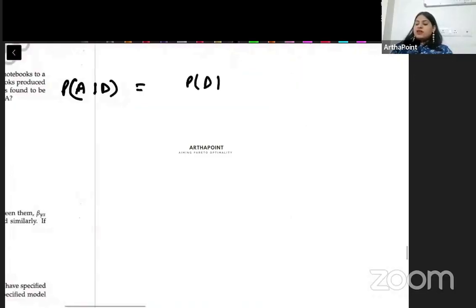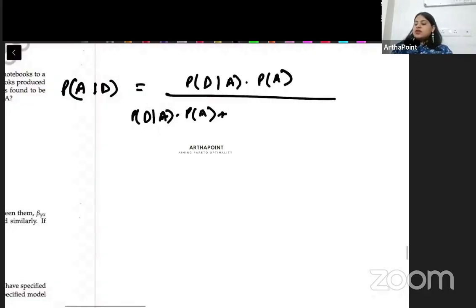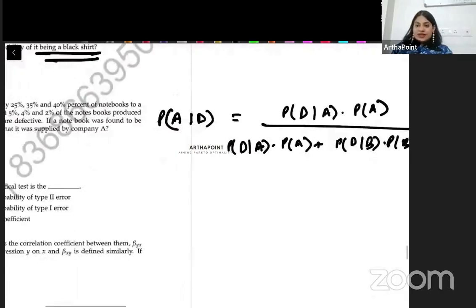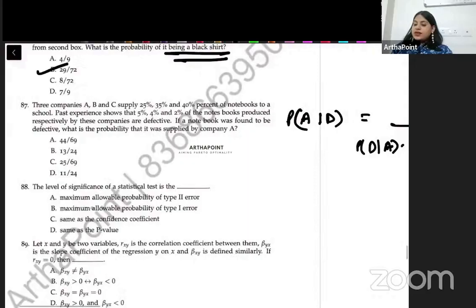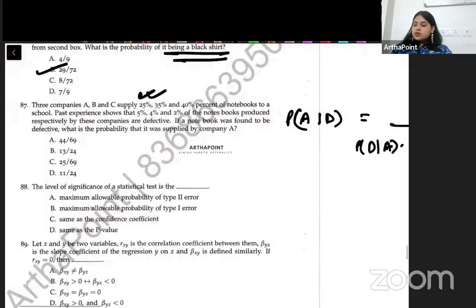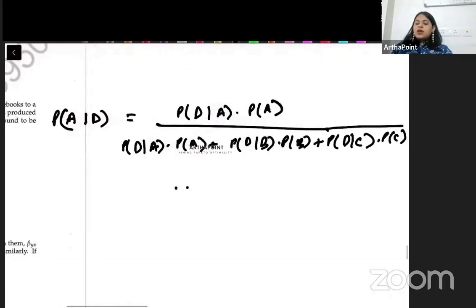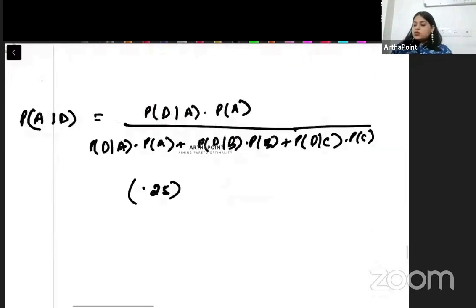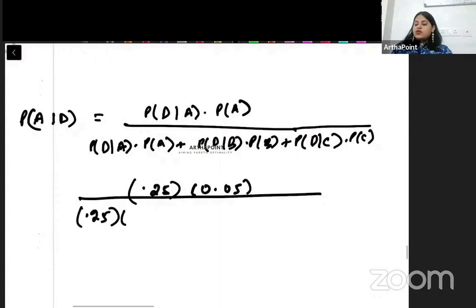So probability of D given A into probability of A upon probability of D given A, probability of A plus D given B, probability of B plus D given C, probability of C. So given that it is from A, what is the probability that it will be defective? 25%. So 0.25. What is the probability you will get it from A? 5%, right? So 0.05. Upon 0.25 into 0.05.